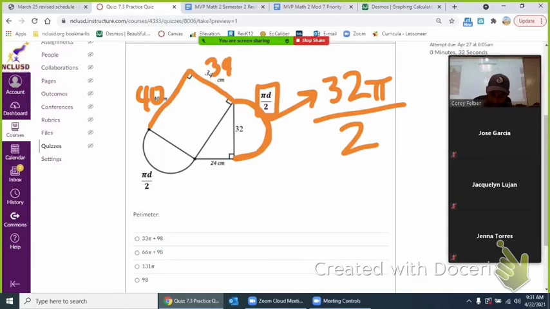Okay, so that little arc is going to be 32 pi over 2, right? Then we have this side down here is 24, so we can add that easily. Now we have another half circle, and keep in mind that 34 right here is the same right there. So that one's going to be 34 pi divided by 2.